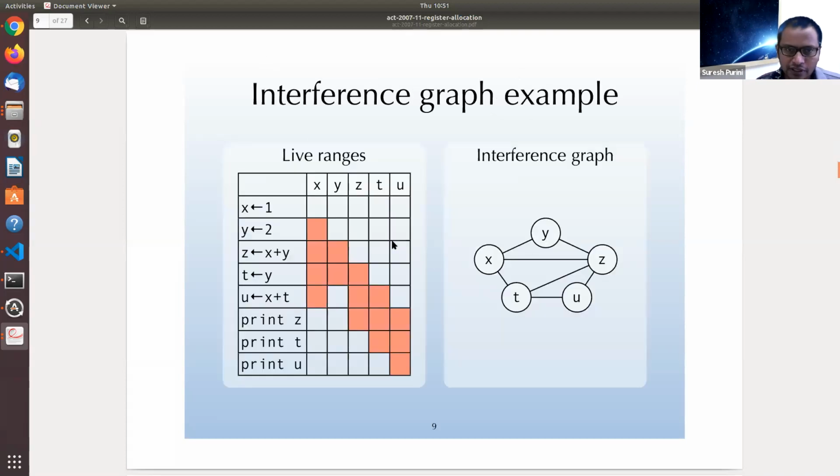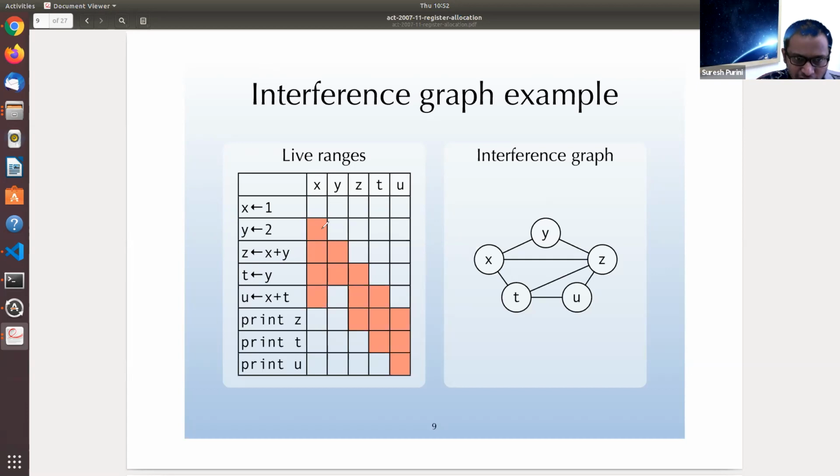We will see some examples. For example, here in this graph, the live range of the variable x starts from this definition point and goes till this last use. Similarly, the live range for variable y starts from this definition point and goes till this last use. The live range for z starts from this definition point and goes till this last use. And t's definition point is here and its last use is here. These are the live ranges for different variables.